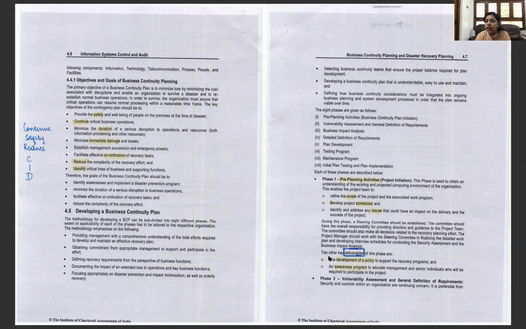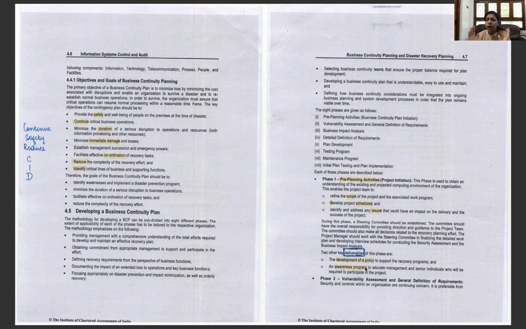And then we have the important things. What are the deliverables of this phase? A deliverable is a document which will be created at the end of each stage. It will be properly documented and should be submitted to the top management. So what are the key deliverables? The deliverables are a document of a policy and the awareness program. We can give a rough sketch of the policy and also the awareness program.